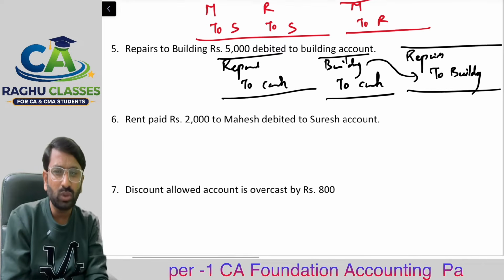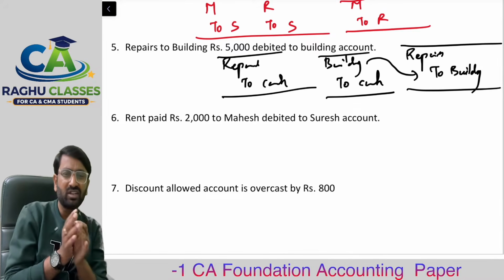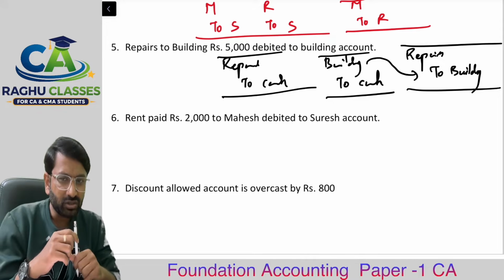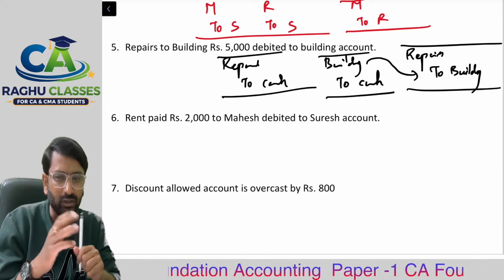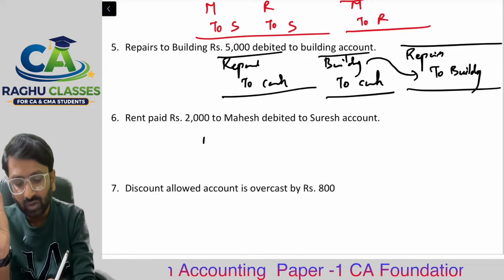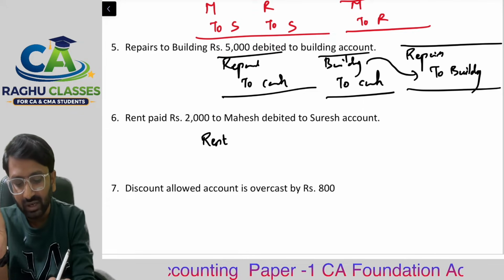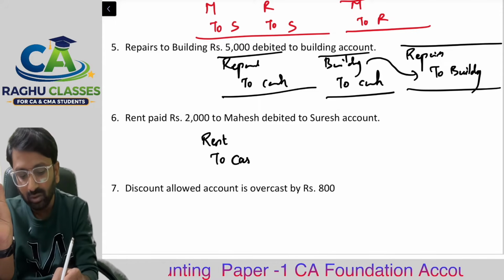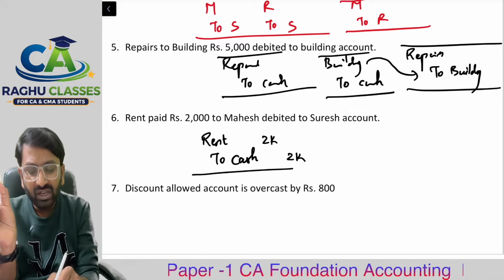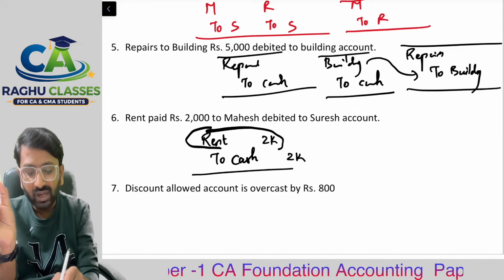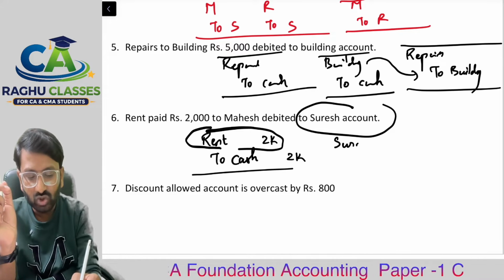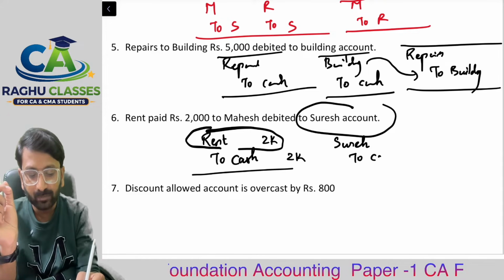Rent paid 2,000 rupees to Mahesh, debited to Suresh. See, whenever you pay any expenditure, name of the person is irrelevant. When you're paying 2,000 rupees rent to Mahesh, can I say correct entry should have been rent account debit to cash account 2,000. Now, instead of debiting rent account, what they have done, they have debited that to Suresh account. So the wrong entry can we say is Suresh account debit to cash.